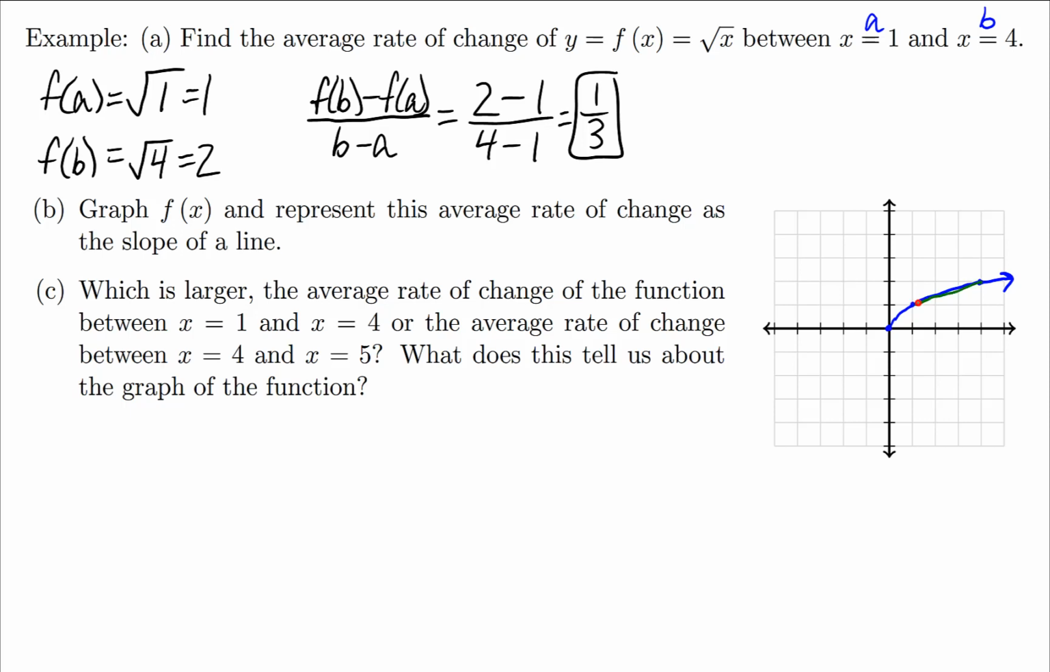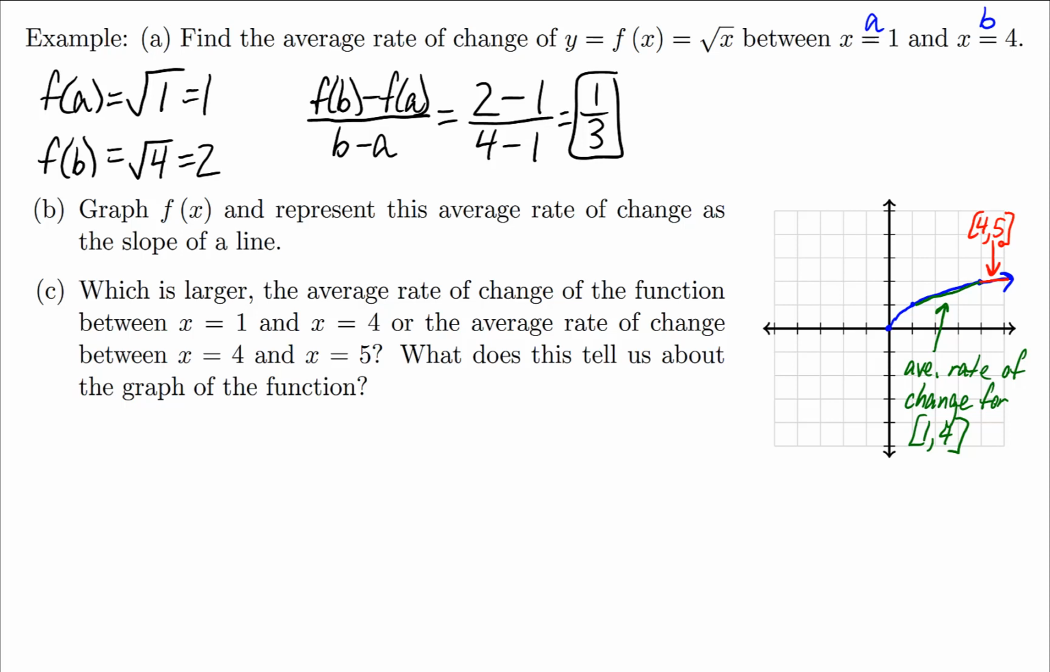So if I were to draw that straight line as straight as I can get it, the slope of that line is actually the average rate of change. Now let's move on to C. Which is larger, the average rate of change between 1 and 4, or the average rate of change between 4 and 5? For 4 and 5, let's try to draw another straight line.